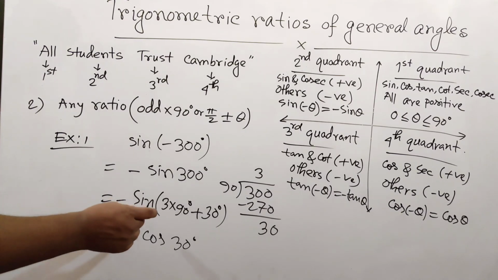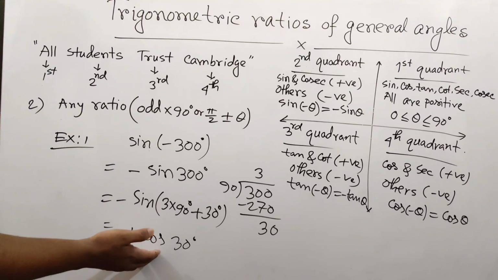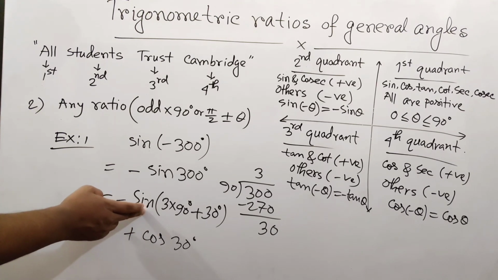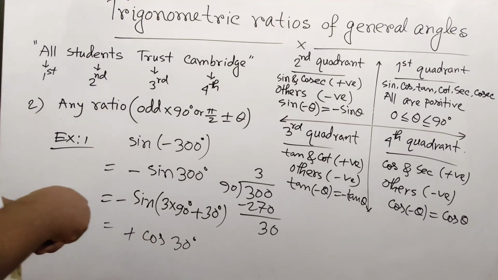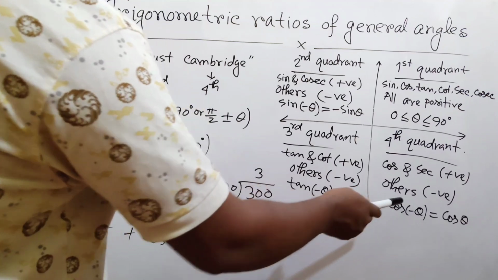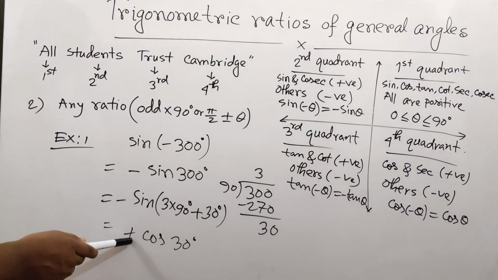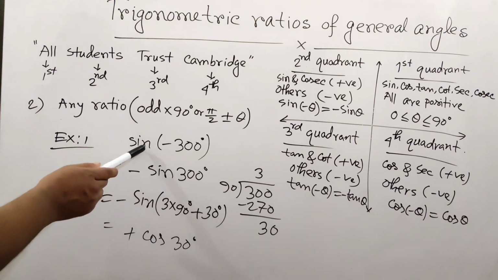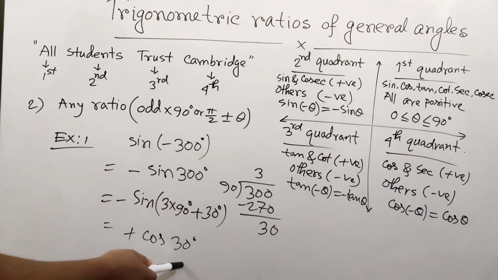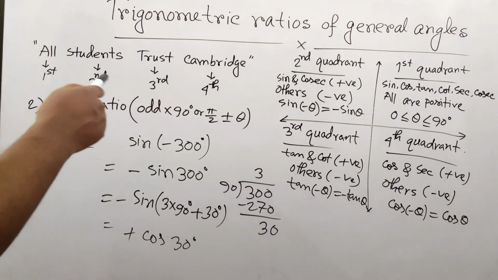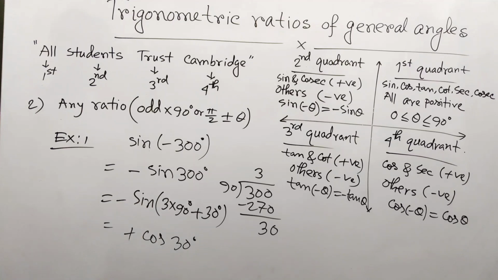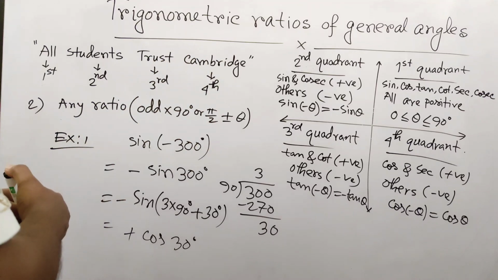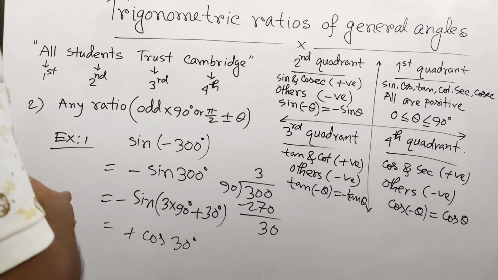It always depends on the given ratio, not on the ratio after changing. You always look at the given ratio. Someone may make mistakes: if you look at cos, you will think that in the fourth quadrant cos is positive, so it should be positive into negative, that should be negative. No, you always keep in mind the given ratio, not the ratio after changing. So I think in that way you can easily change the value of any general angle into its acute angle. Now I'll show some more examples, then I think it will be more clear for you.